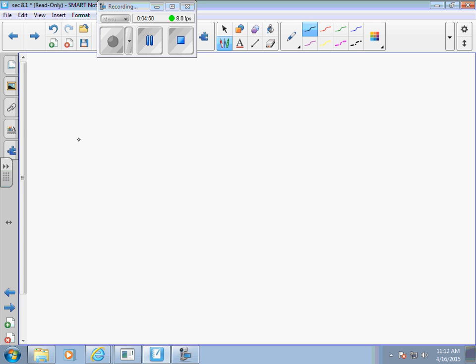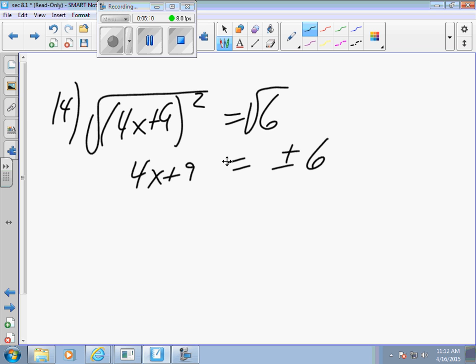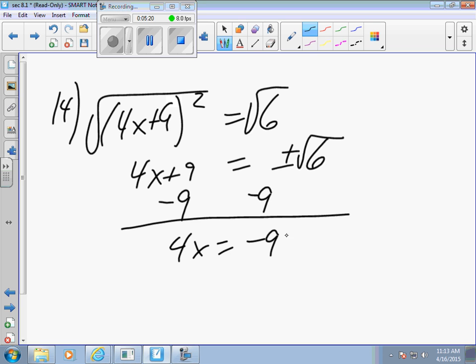And let's take a look at number 14. I have 4x plus 9 quantity squared equals 6. Because everything's in a parenthesis, the first thing we're going to do is square root. And I get 4x plus 9 equals plus or minus the square root of 6. Then I'm going to minus 9, minus the 9. Notice again that I'm putting the negative 9 in front of the plus or minus. And then to get the x by itself, I divide by 4.